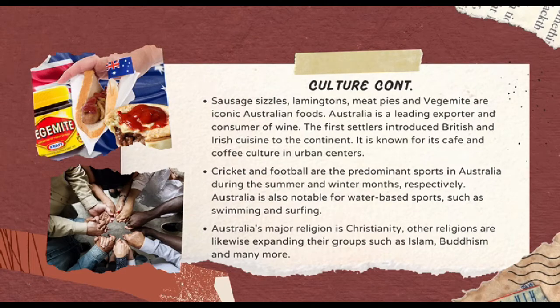Sausage sizzles, lamingtons, meat pies, and Vegemite are iconic Australian foods. Australia is a leading exporter and consumer of wine. The first settlers introduced British and Irish cuisine to the continent. It is known for its cafe and coffee culture in the urban centres. Cricket and football are the predominant sports in Australia during the summer and winter months, respectively. Australia is also notable for water-based sports such as swimming and surfing. Australia's major religion is Christianity. Other religions are likewise expanding their groups, such as Islam, Buddhism, and many more.